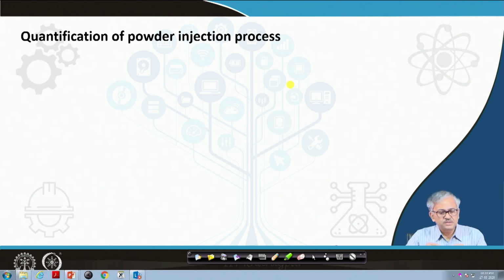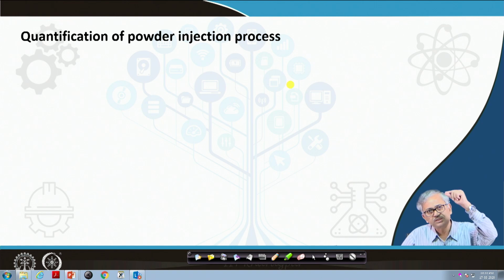Once we have calculated what will be the impurity concentration in the powder particle, the free rising particle, when they reach the top slag, we have calculated what will be the concentration of the impurity in the powder particle just now. We have also calculated if a particle is attached to the bubble, when it will reach the top slag, then what will be the concentration of the impurity in the particle.